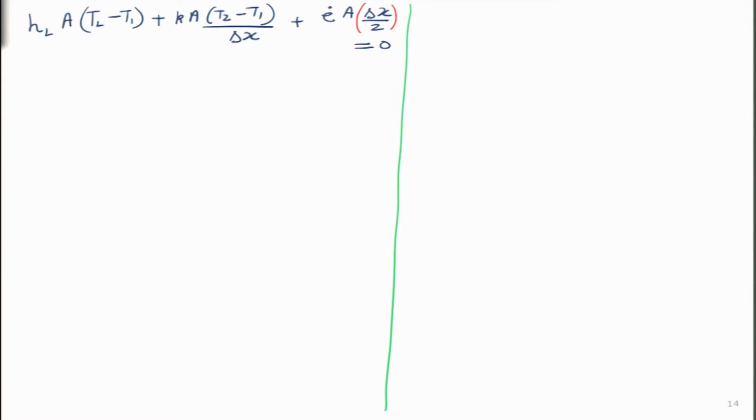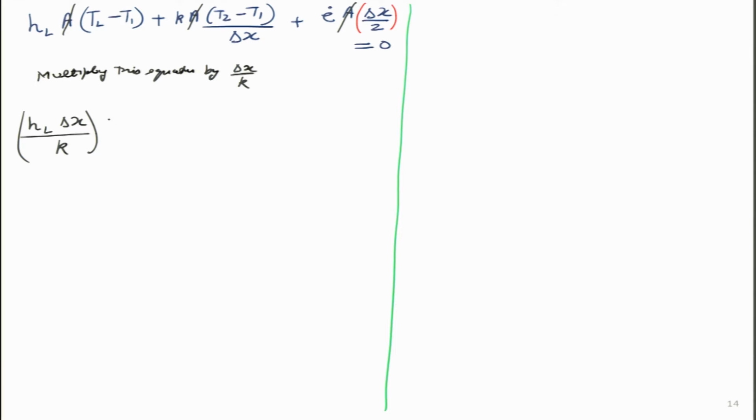What we are going to do is, we multiply this equation by delta x by k, and let us see what we get over here. So, the first term over here becomes h delta x by k. One more thing we can do straight away is we can go ahead and cancel the areas A, because it is common in all the terms.